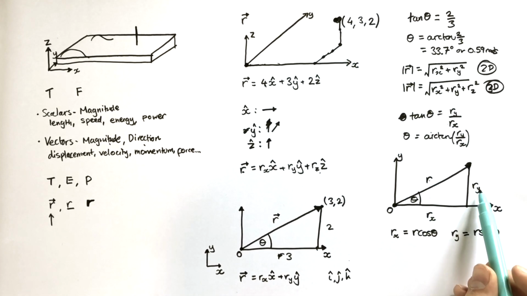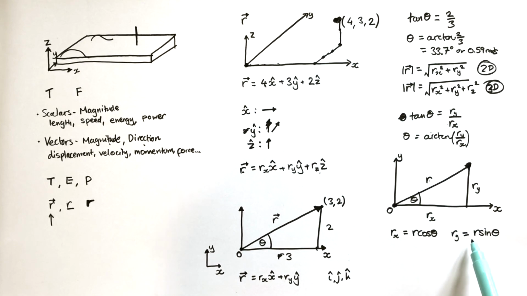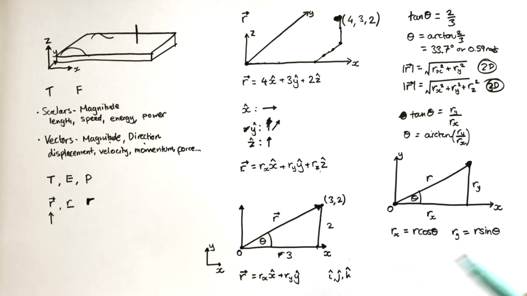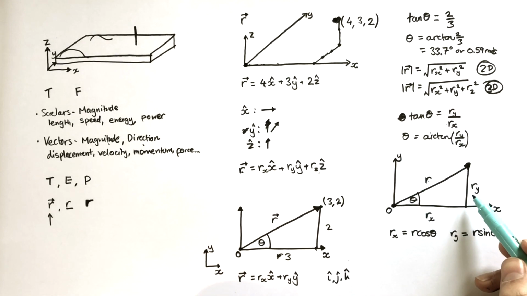Sine of theta is ry over r. Bring the r up along the other side, and then you simply get ry equals r sine theta. So this is a good way to, kind of do the opposite almost, to obtain the components of the vector if you know the magnitude and the angle.